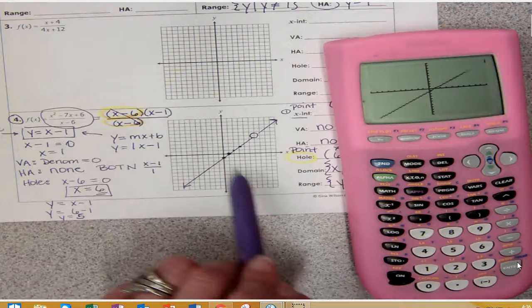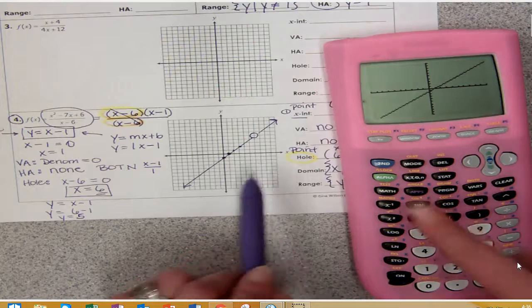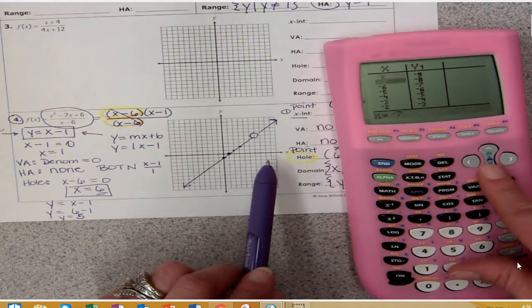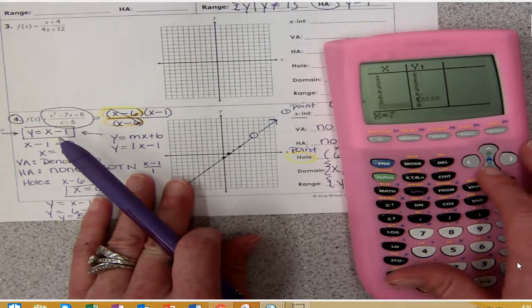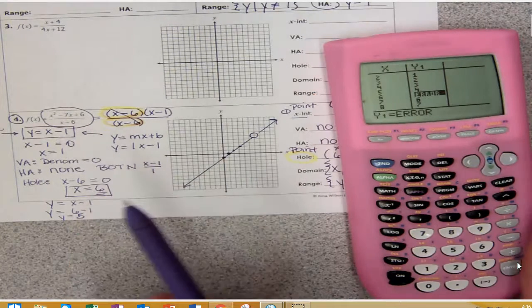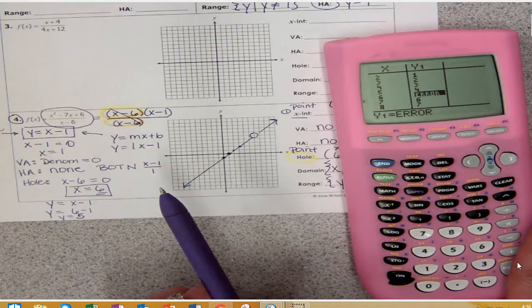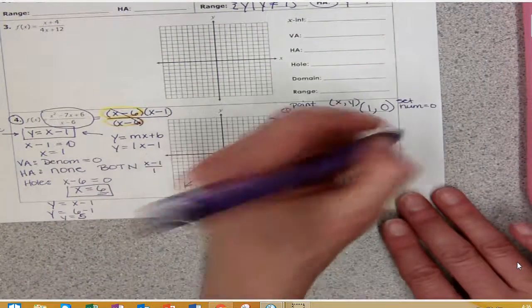And lo and behold, it looks right. Now the one thing it doesn't show is the hole. So I'm actually going to go to my table and see what the value is when x is 6. And sure enough, it says error, meaning that there is no value associated with x equals 6. There's no value. So I got that right. So I can say check, I know I got that right.